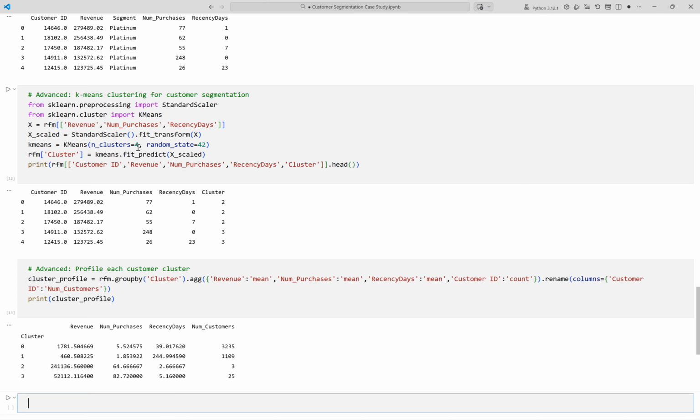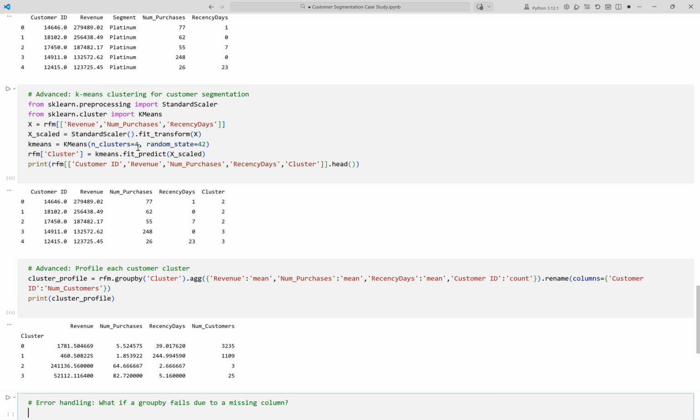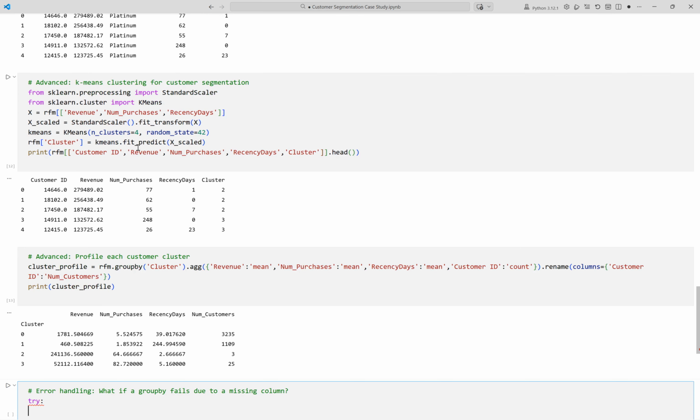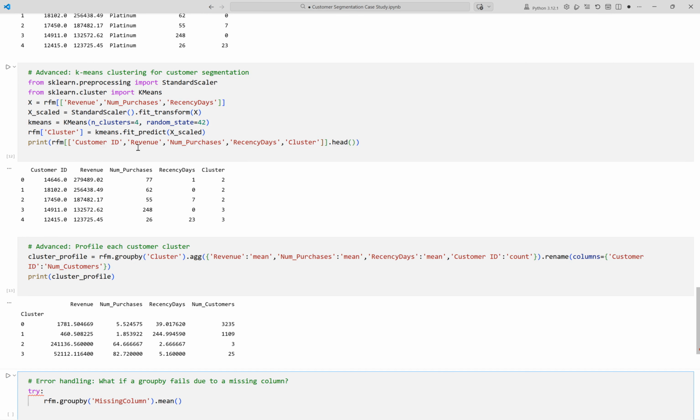In real retail data projects, sometimes a column is mislabeled or missing, causing Group B operations to fail. We use a try-except block to handle the error for a missing column. Instead of crashing, we print the specific error message.